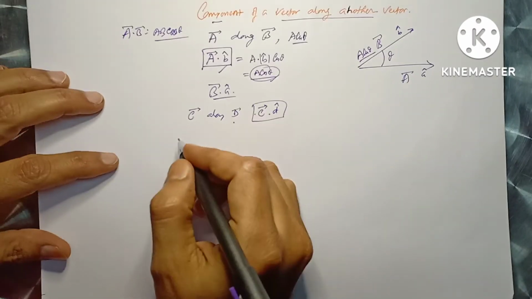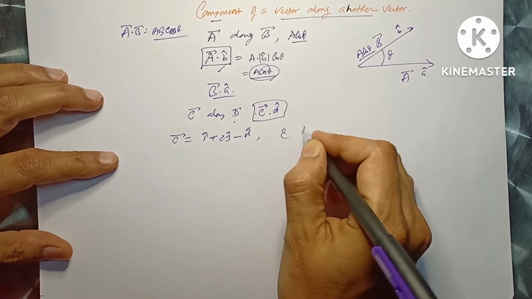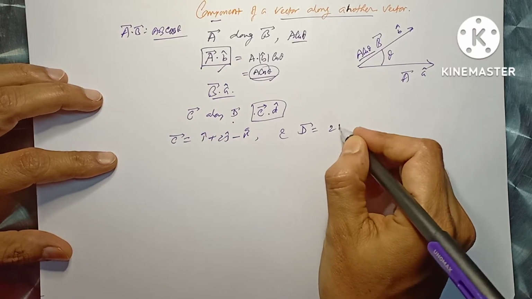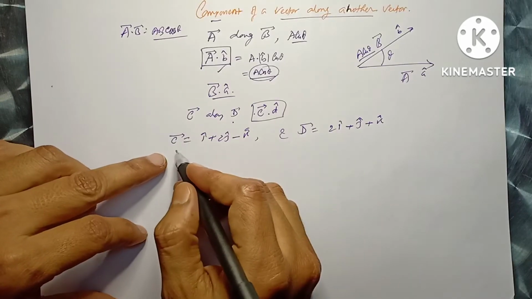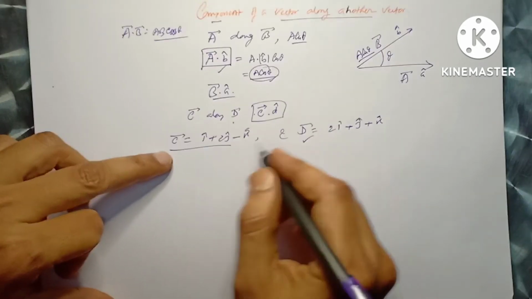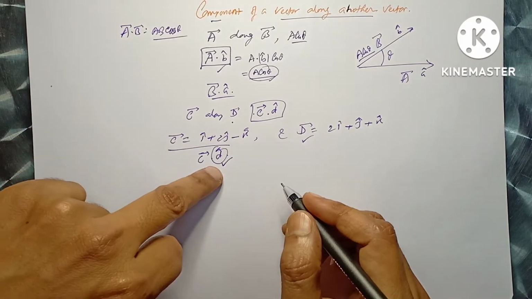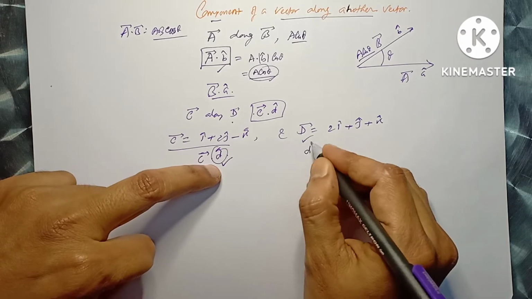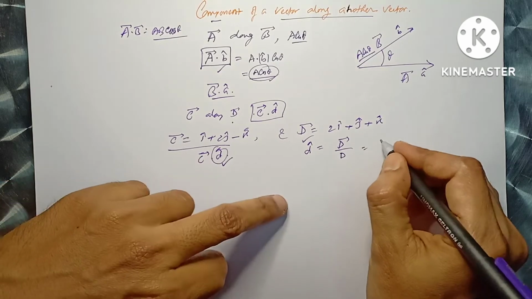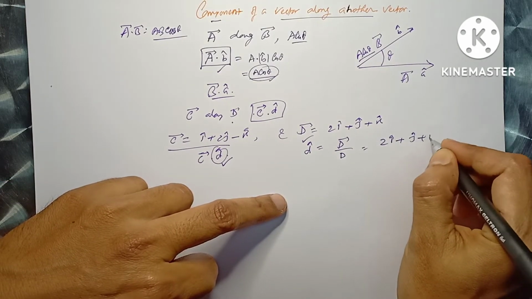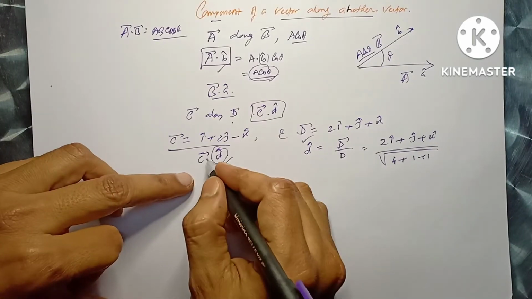Suppose C vector equals i cap plus 2j cap minus k cap, and D vector equals 2i cap plus j cap plus k cap. Suppose this, and we want to find the component of C along D. So in this case, C vector dot D cap. First of all we need to calculate D cap, the unit vector along D. So D cap equals D vector divided by mod of D, equals 2i cap plus j cap plus k cap divided by mod of D, which is root of 4 plus 1 plus 1.